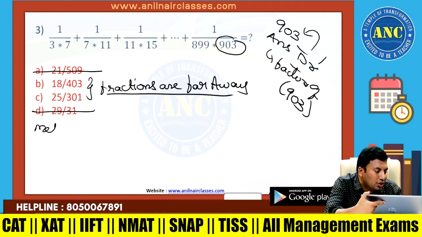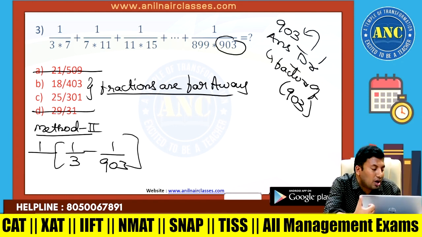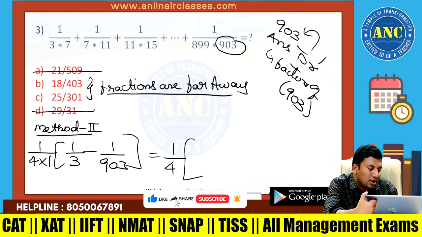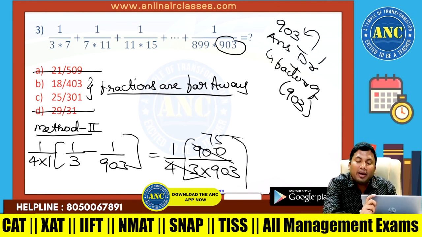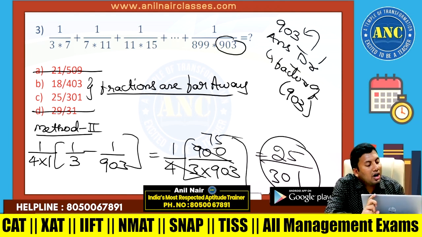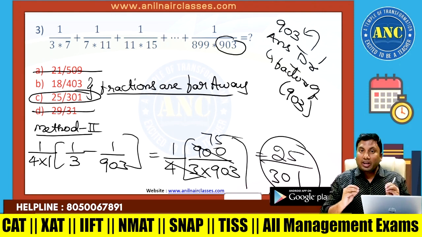Now if I use method 2. What is method 2? Two numerical values are there. Write the first and write the last. 1 by the difference between two consecutive numerical values, 4. Two numerical values will become 1. 1 by 4 into 903 minus 3, 900 divided by 3 into 903, 12. 75 by 903. 25 by 301. According to method 2, 25 by 301 is the right answer. Are you all with me?